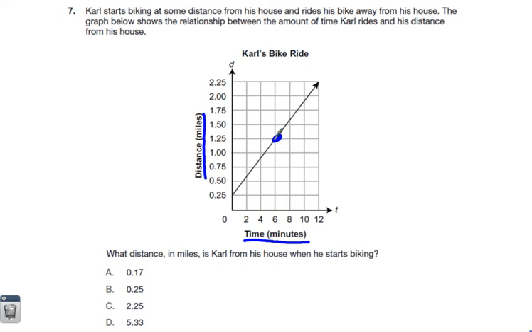So anyway, the question says, what distance in miles is Carl from his house when he starts biking? Now, you've got to be able to translate this kind of stuff. When he starts biking, doesn't that mean when the time is 0, like time has just started and time is essentially 0 minutes? So look at the graph. Look here when time is 0 minutes. So wouldn't that correspond to what's essentially the y-intercept, or just plain and simple 0.25 miles? So there we go. That's it.